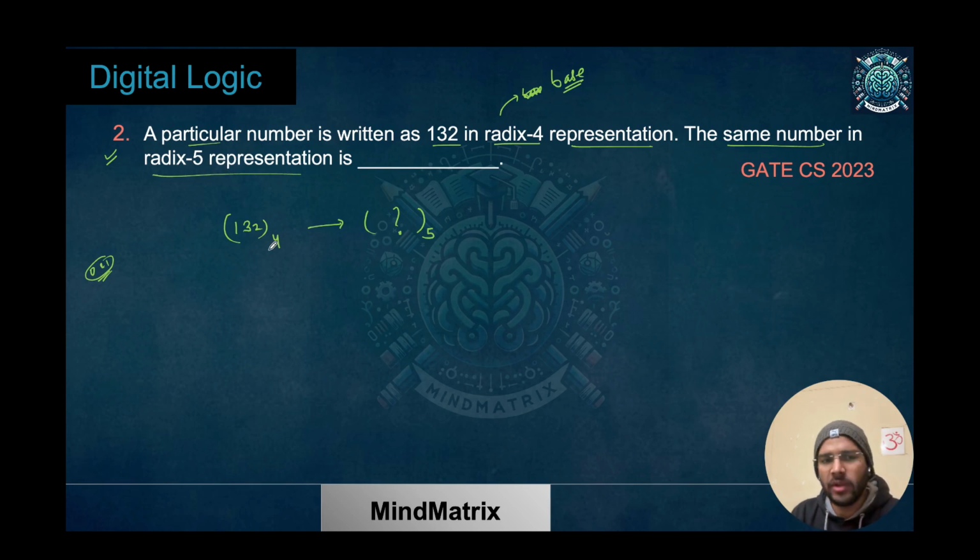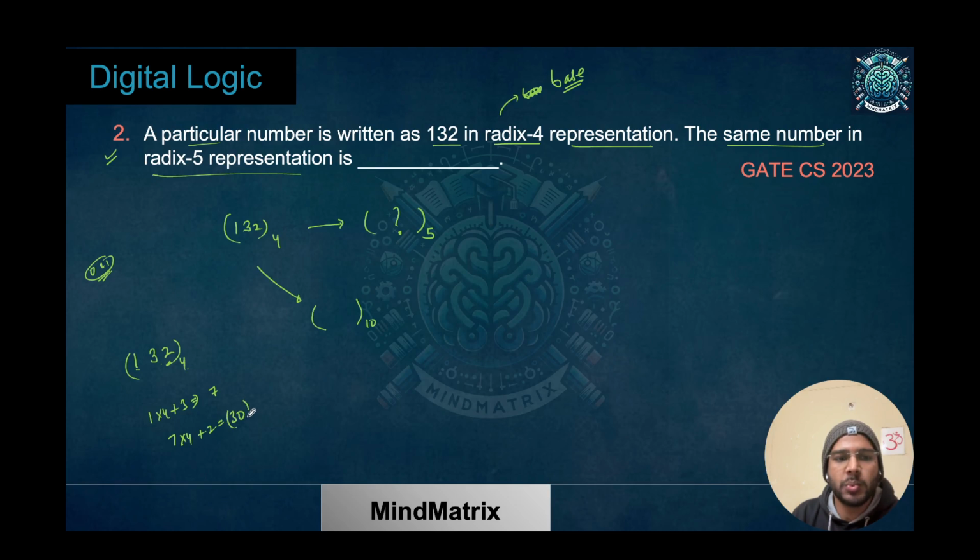Very simple question. Whenever we have this type of question, where a number is given in one base and we need to convert it into some other base, it is better to first convert it into the decimal number system. There are two ways to do that for 132. First, 1 into 4 plus 3 gives you 7, and then 7 into 4 plus the remaining 2 gives you 30. This is one way of converting into decimal.